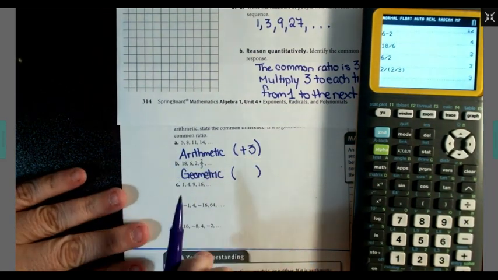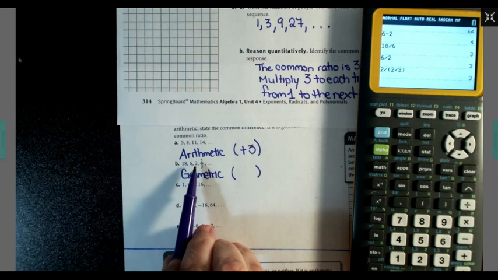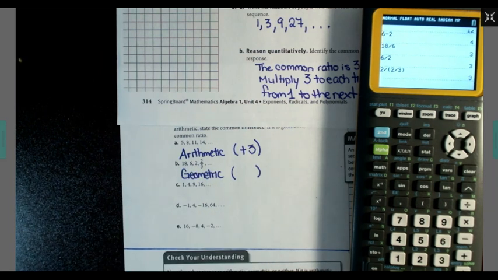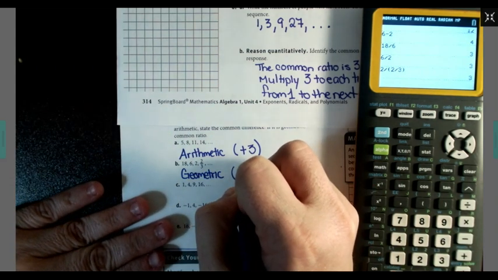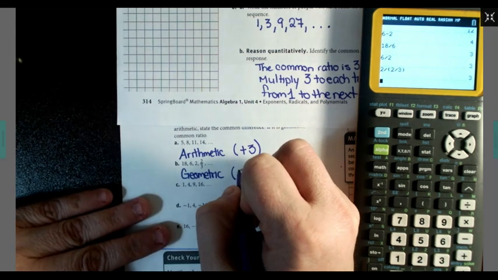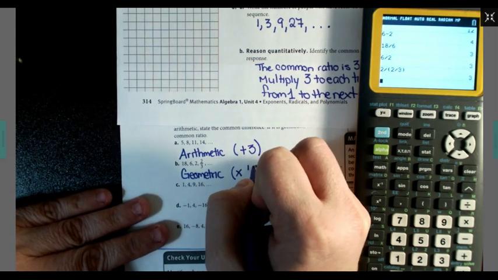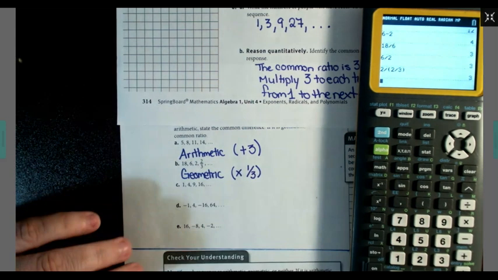What number do I multiply to go from 18 to 6? I know that if I want to go from 6 to 18, I multiply by 3, right? So that means to go the other way, I'm dividing by 3 or multiplying by the fraction 1/3.